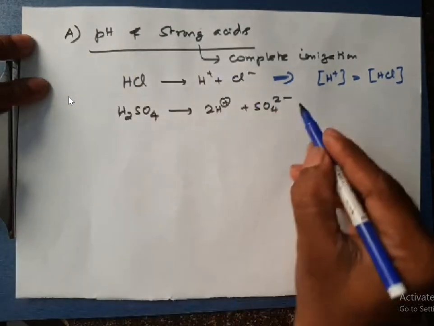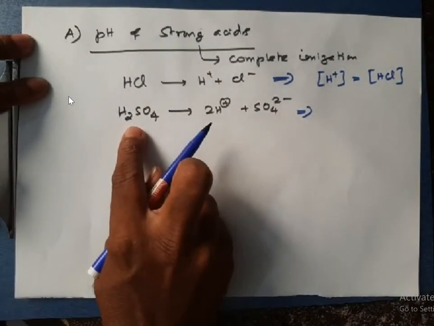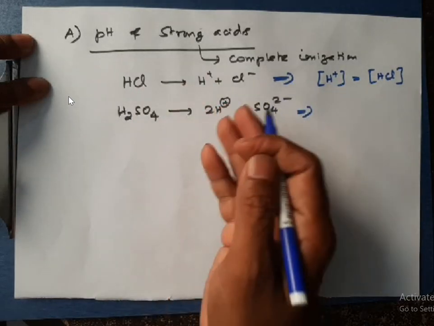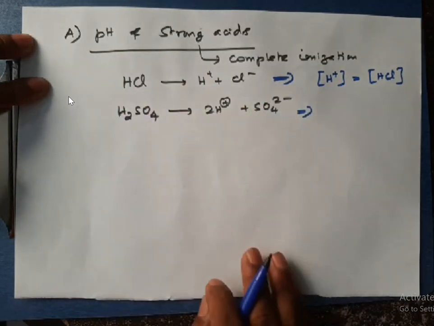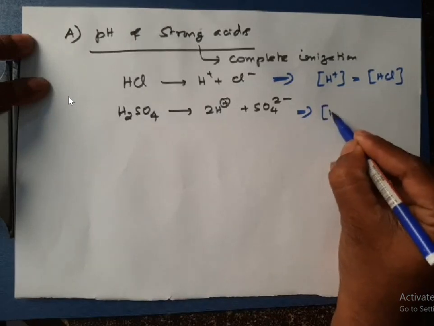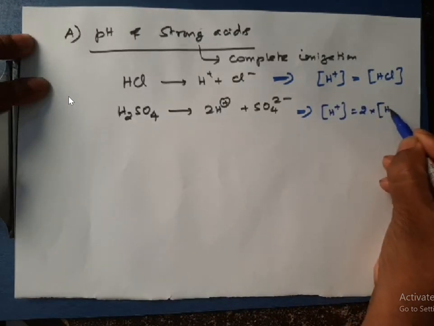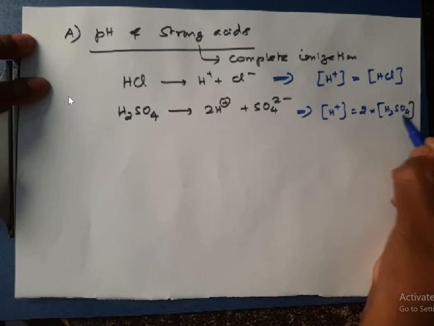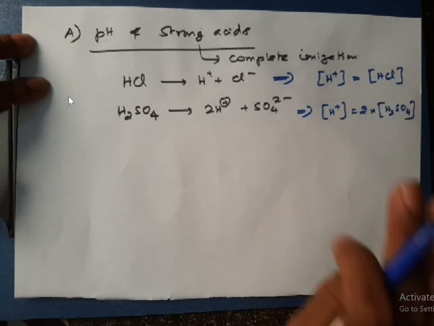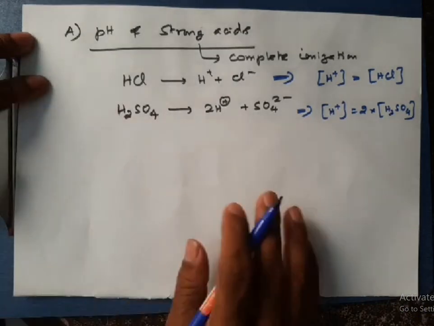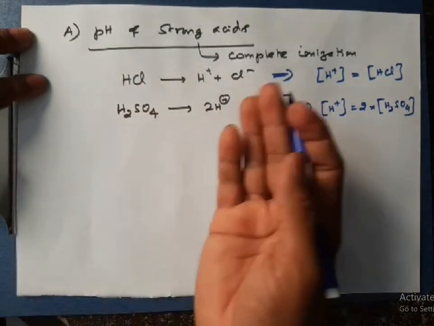Whereas here one molecule gives 2 H plus ions. Therefore, the concentration of H plus is twice the concentration of sulfuric acid. So in this case, H plus ion concentration is twice the concentration of the acid. And remember, here we are using only molar concentrations. Now, how to calculate the pH of a solution?